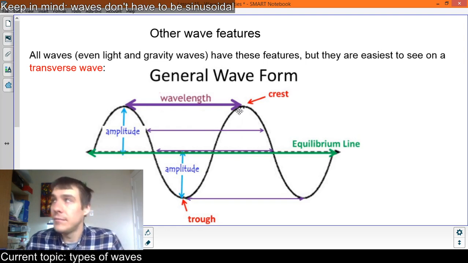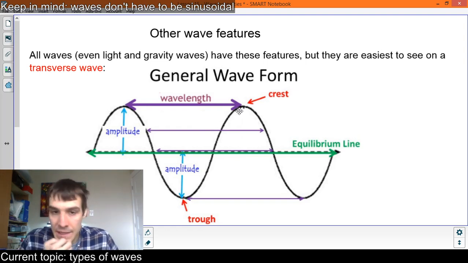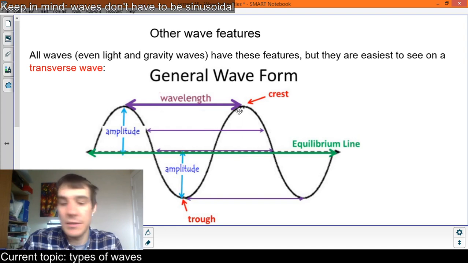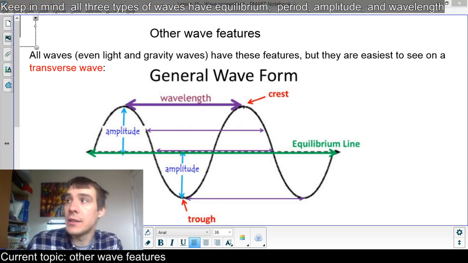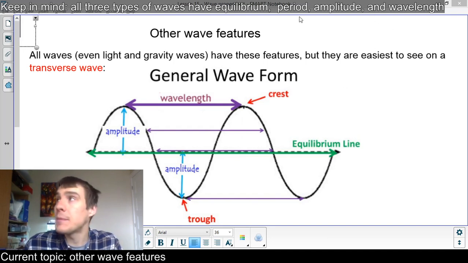All right, that's that. We're moving to the next section, which is other wave features. So I'm going to pause that there. Okay, and we're back. We're going to do other wave features. Keep in mind here, all three types of waves have an equilibrium, a period, an amplitude, and a wavelength.